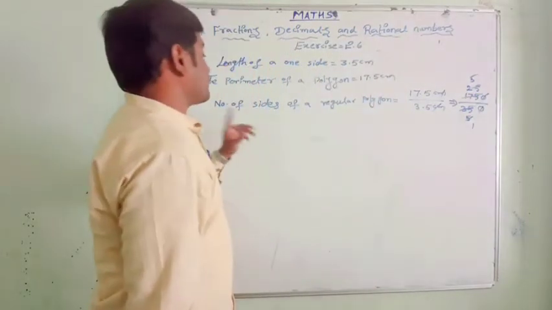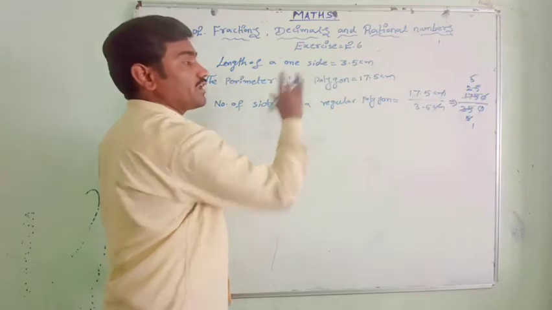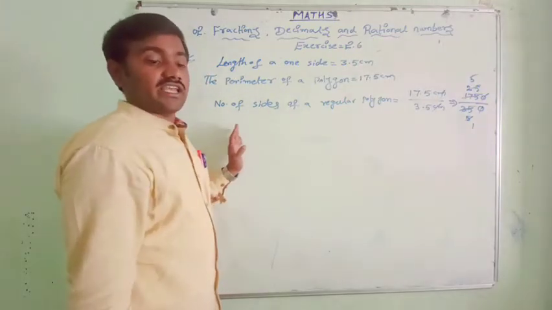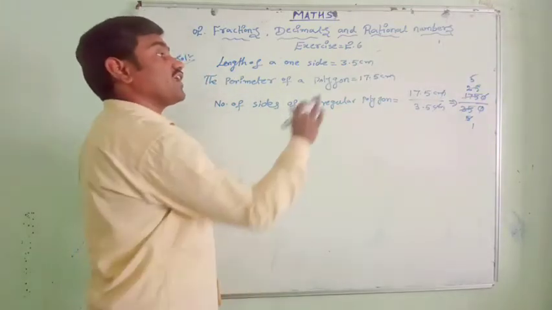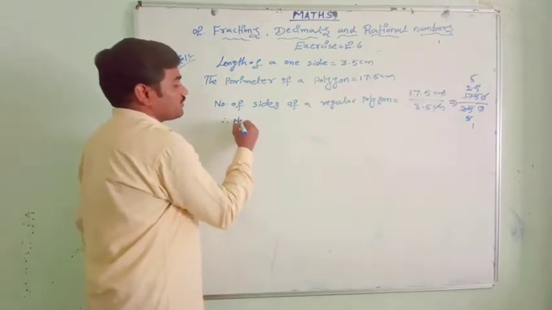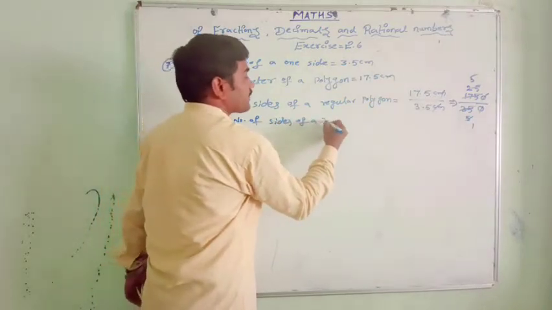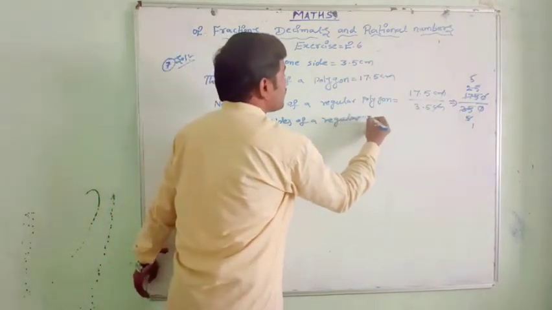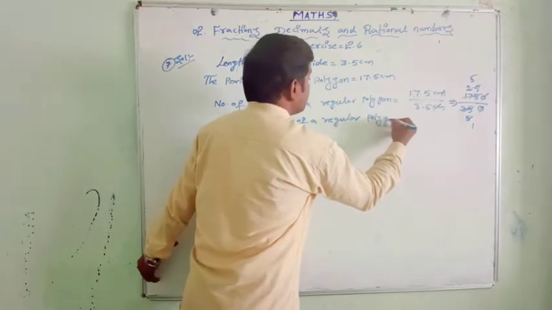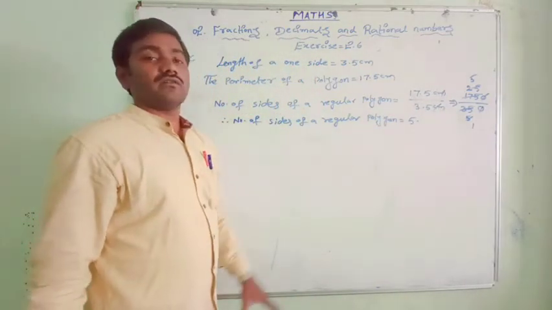Therefore, how many sides are there? There are 5 sides of the regular polygon. How many sides does a regular polygon have? There are 5 sides. Therefore, the number of sides of a regular polygon is equal to 5. There are 5 sides.